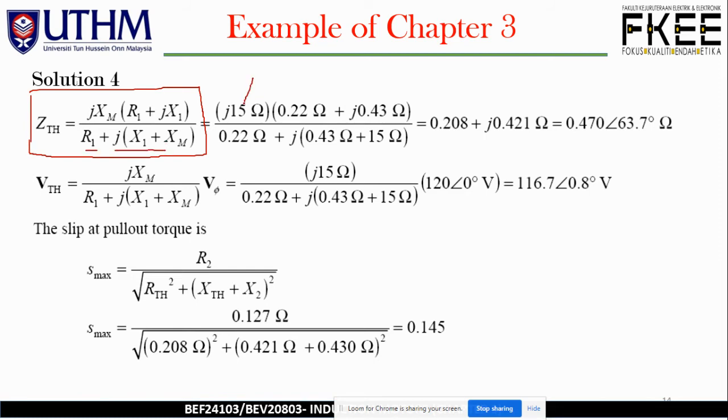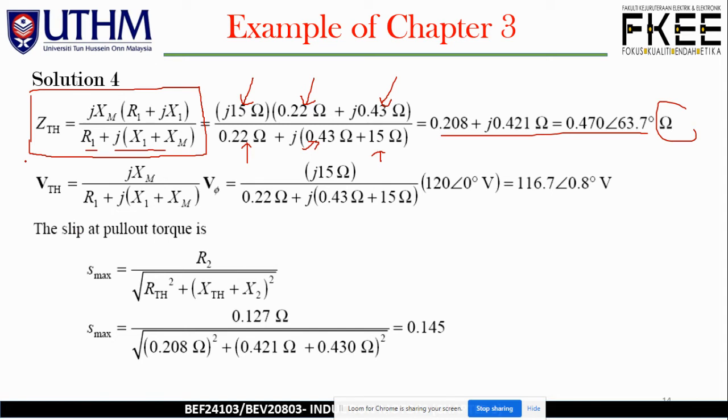So substitute all the values. This is from the question. Again, this is also from the question. This is from the question. So 0.22, 0.43, the value of X1. This is 0.1 or 15 ohms. This is the value of X1, sorry, XM. And then again, you may get this answer: 0.470 at 63.7 degrees ohms. And then don't forget the unit.